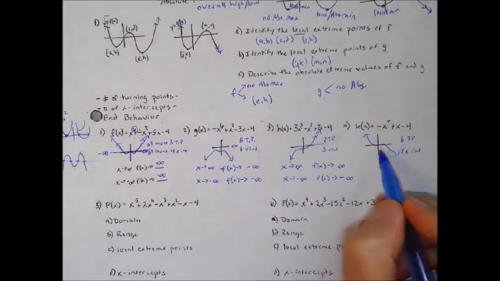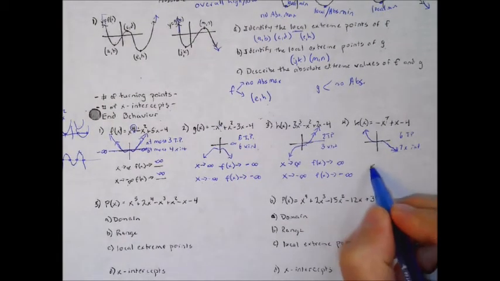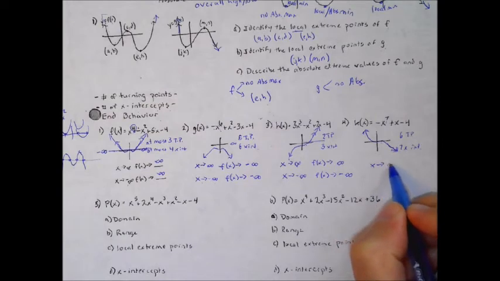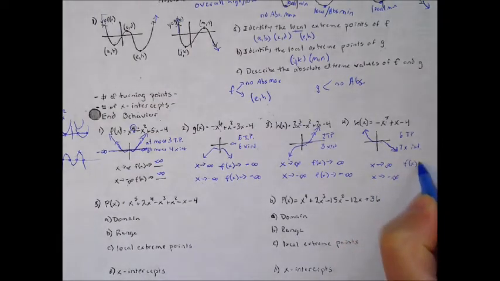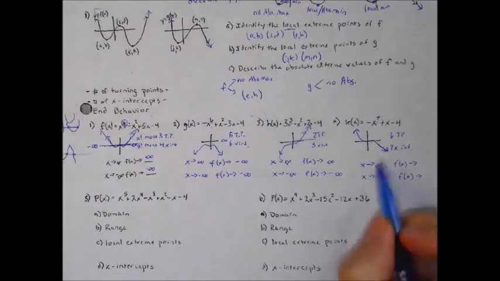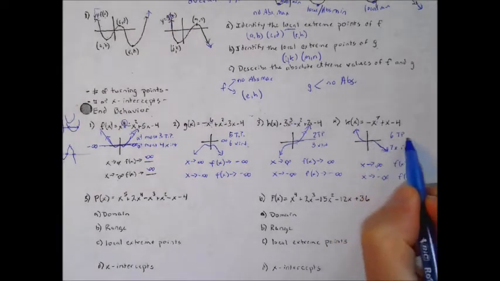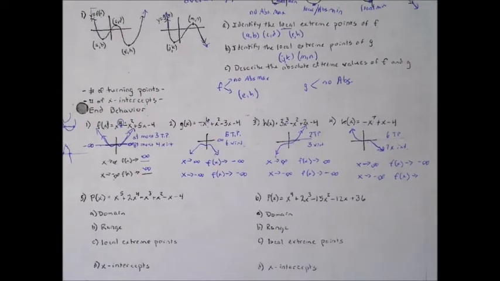So as x approaches infinity, as x approaches negative infinity, what's happening to the y's? What's happening to my f of x? Okay. So as x goes to infinity, which is this direction, it's going down, so the y's are getting less. And as x goes to negative infinity, my y's are increasing, going up to positive infinity.